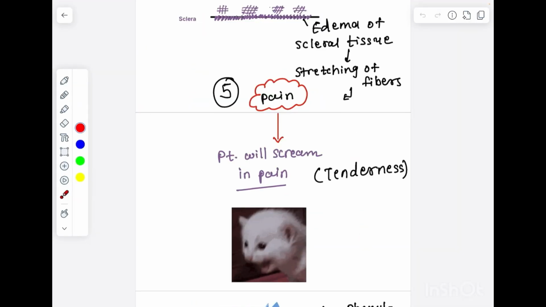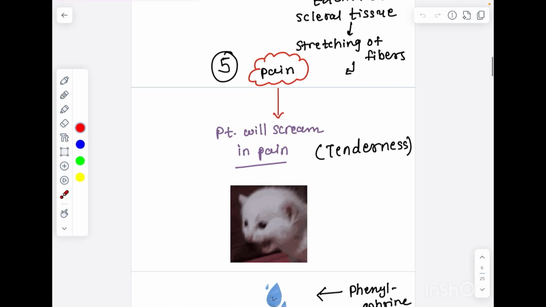So pain is a very important differentiating feature between scleritis and episcleritis. In episcleritis, the patient will have very minimal pain and discomfort. Discomfort will be the main symptom of the patient, while in scleritis, pain will be the main symptom. And not only that, when we touch the eyeball of the patient for examination, the patient will scream in pain. Okay, and that we call tenderness. So this is a very important differentiating feature, not only in exams but clinically also, to differentiate between scleritis and episcleritis.